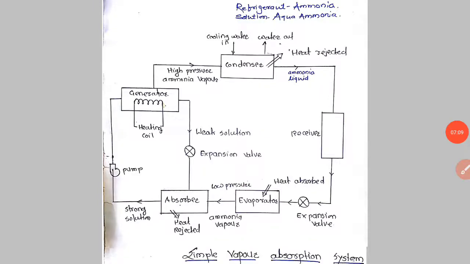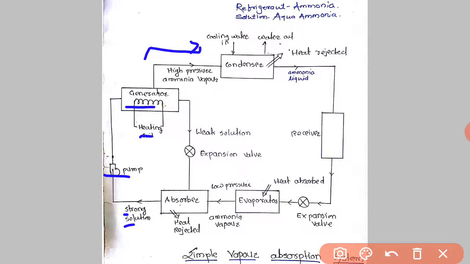So once again, see here in the diagram, the strong solution of aqua ammonia is passed to the generator by using a pump. In the generator, the heating of the strong aqua ammonia solution takes place by using a heating coil. Then the high pressure ammonia vapors are passed to the condenser, and the remaining weak solution is passed to the expansion valve, and through the expansion valve it passes to the absorber.